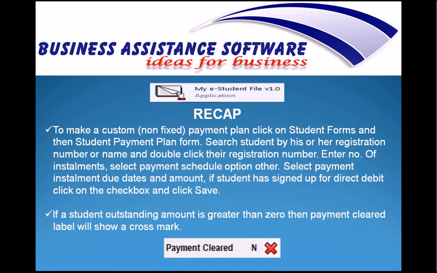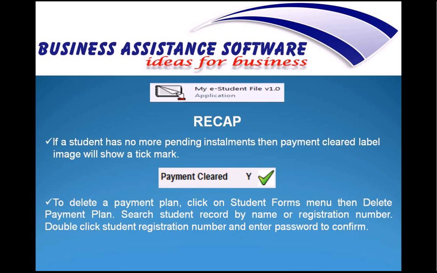If a student outstanding amount is greater than 0, then payment cleared label will show a cross mark. If a student has no more pending installments, then payment cleared label image will show a tick mark. To delete a payment plan, click on Student Forms menu then Delete Payment Plan. Search student record by name or registration number. Double-click student registration number and enter password to confirm.